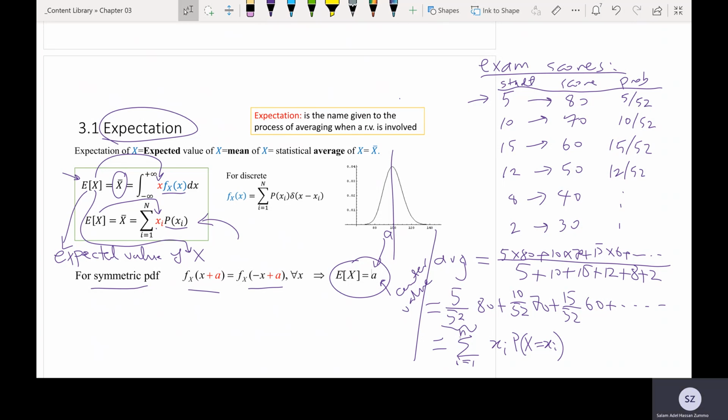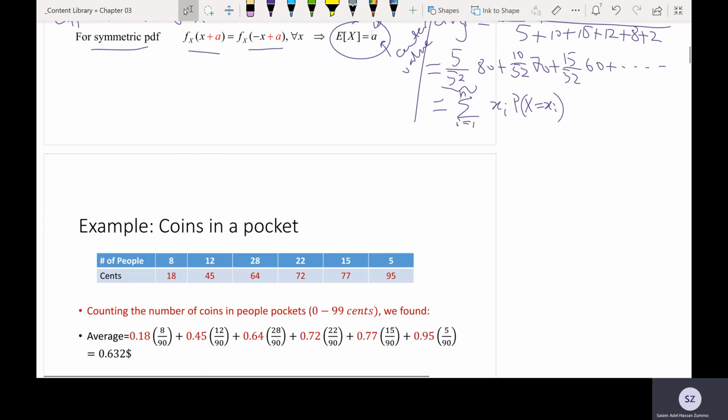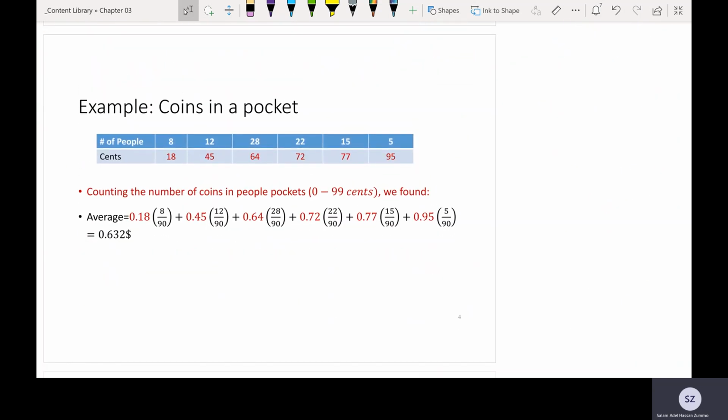So now if you have any random value, you should be able to calculate the expected value. Let's have an example. We had one example, the scores. Have another example: the coins in a pocket. So we have here different people around the room. كل واحد عنده certain number of cents. 8 people had 18 cents in their pockets. 12 people had 45. 28 people had 64. 22 had 72, and so on. Now we would like to find what is the average number of cents in a pocket. Okay. The average number of cents is basically the average number of dollars.